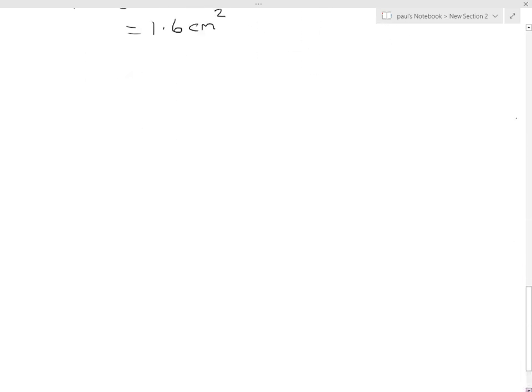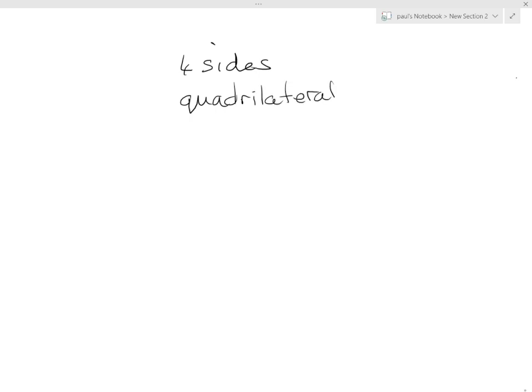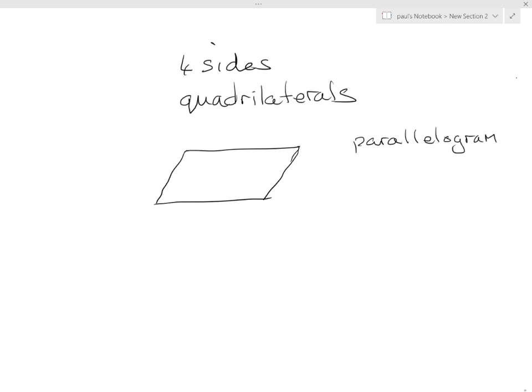Now, we're going to deal with four-sided shapes, 4 sides, and they are called quadrilaterals. Quad meaning 4. So the first one is this one. Remember, we're only interested in perimeters and areas really, but now we're talking about areas mostly. And this is called a parallelogram. Now, there's a word in there, parallel, and it means that if you have two lines, they don't have to be the same length, that are parallel to each other.